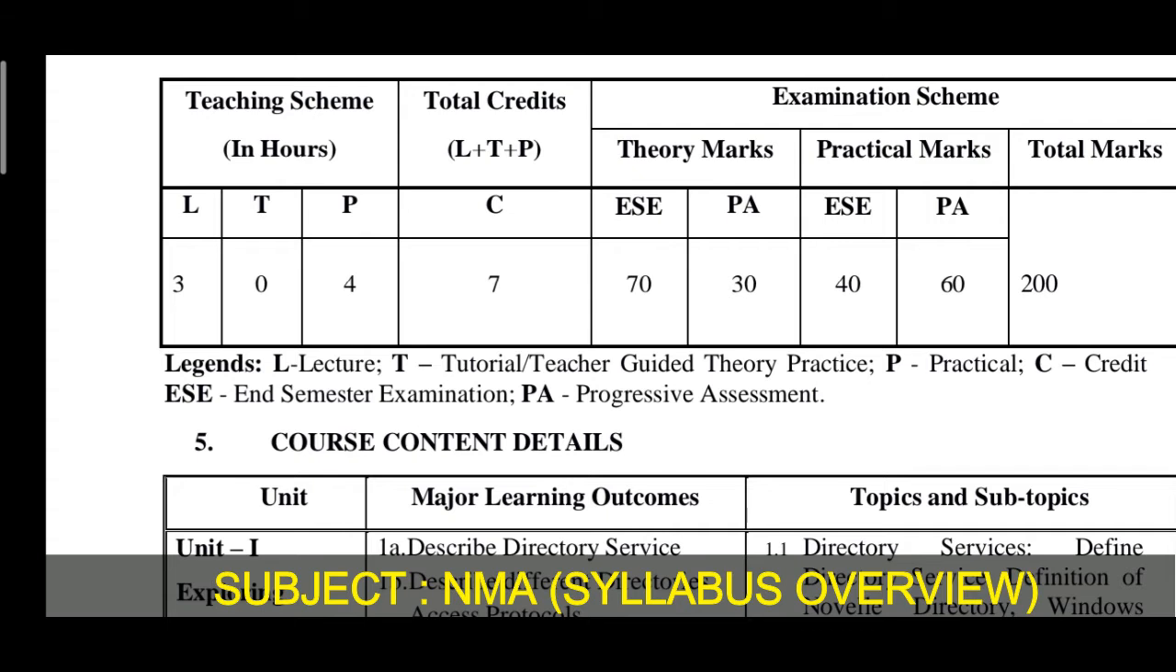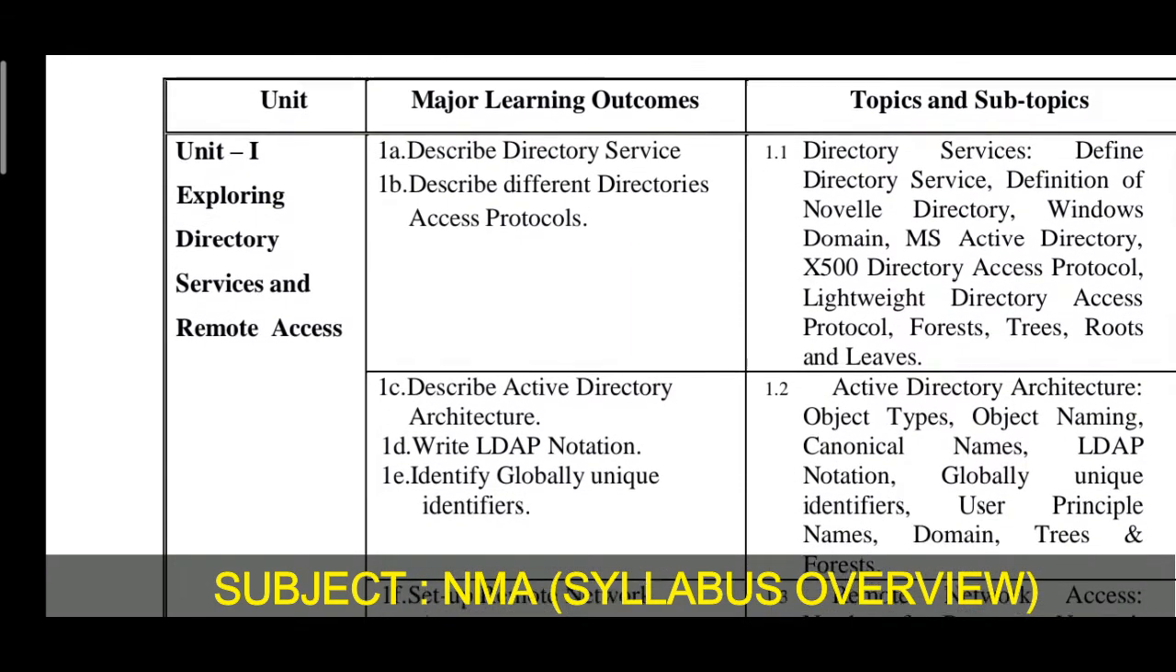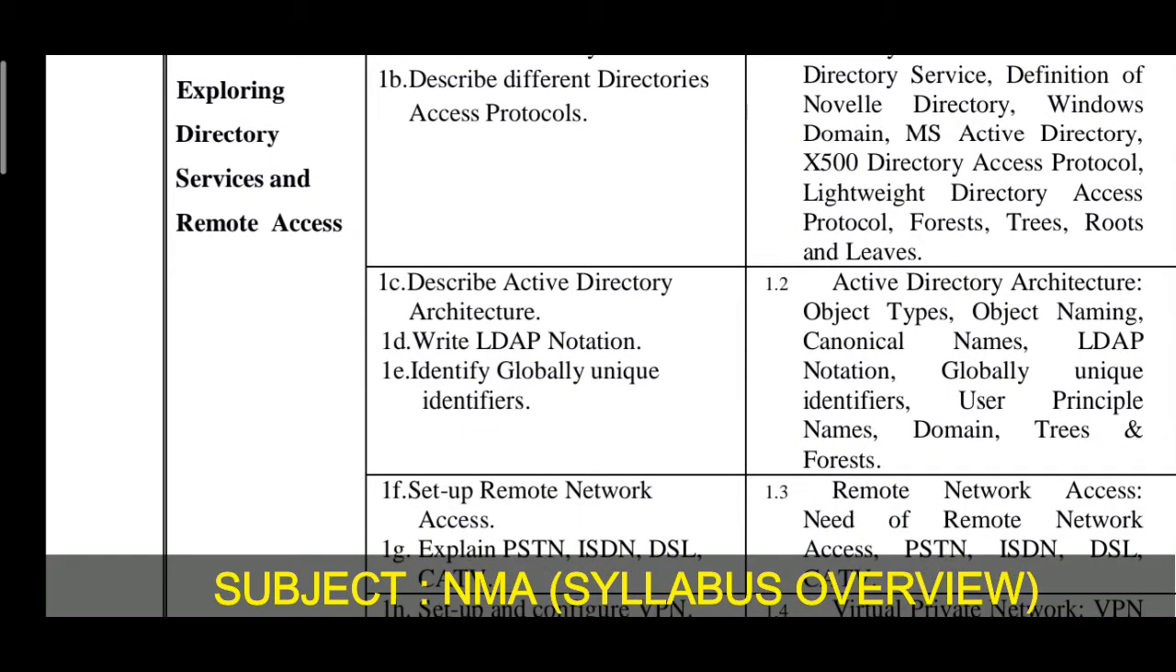Here the course content detail is our total units, its major learning outcomes and its subtopics. First of all, unit number 1 is Exploring Directory Services and Remote Access. So what are directory services and how to access remote services? The major learning outcomes from unit number 1 are: describe directory services, describe different directory access protocols, then describe active directory architecture, and write LDAP notation. LDAP notation is very important for directory architecture as well as directory services.